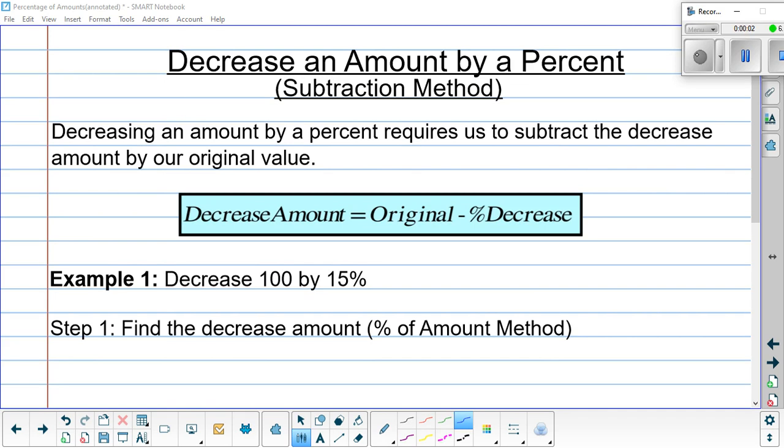Alright, today we're going to look at decreasing an amount by a percent. So this is the subtraction method. Just like with increase, we added our increase, with decrease, we're going to subtract it. So this requires us to break it up into parts.